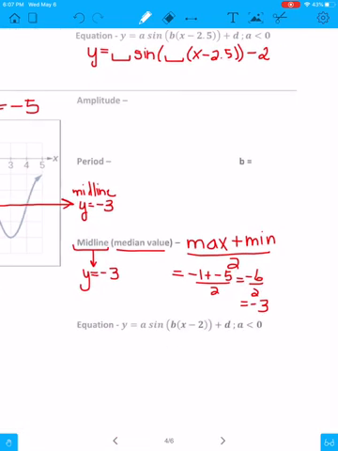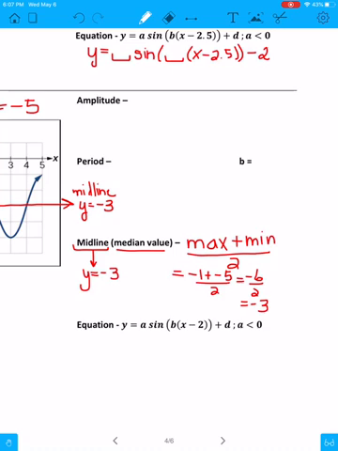Let's look at this equation. We're going to get y equals a sine, b is supposed to be a blank, b x minus 2, and then my d is my midline, which is negative 3, so I get a minus 3 at the back.